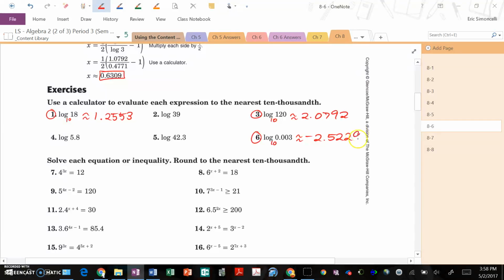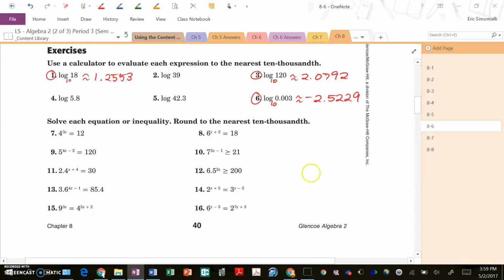9. Now consider the fact that although we can't take the log of a negative nor 0, we can in fact get a negative result, because 10 to the negative 2.5229 power is really 1 over that. In this case, it does in fact prove to be 0.003. Let's continue. Solve each equation or inequality.